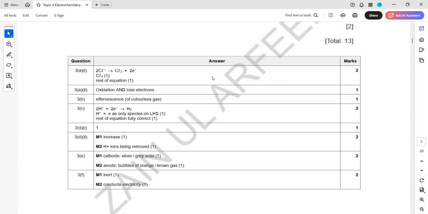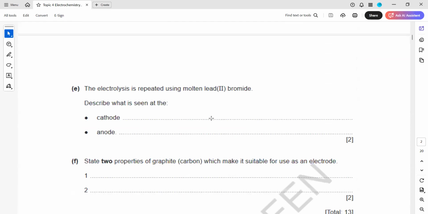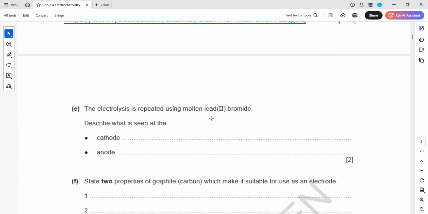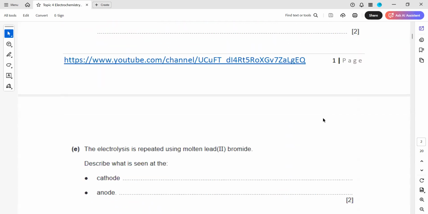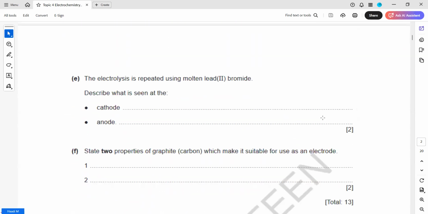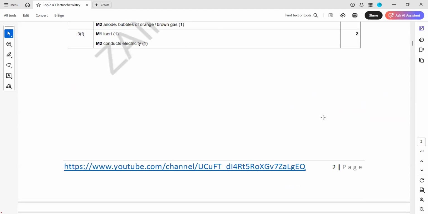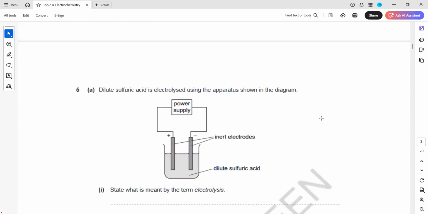Yes, sir. What is the difference between physical and chemical properties? Physical properties are measurable properties, for example melting point, boiling point, density. Chemical properties are about when a substance reacts with other substances and how it reacts, like reacting with water, oxygen, hydrogen.